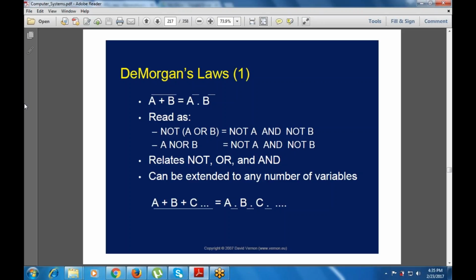Now the OR operation is converted into the AND operation. So (A + B) complement equals A complement into B complement. That is, rewrite not of (A or B) is equal to not of A and not of B. A NOR B is not of A and not of B. So this is related to a NOT or an AND gate, and that can be extended to any number of variables. This is (A + B + C) complement equals A complement into B complement into C complement.